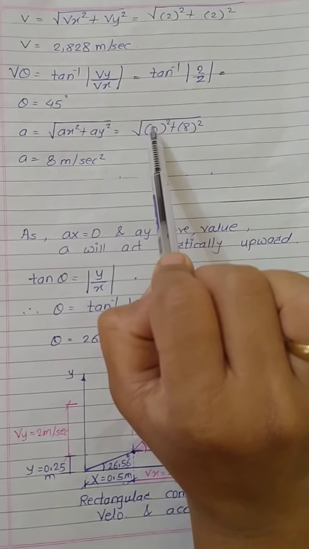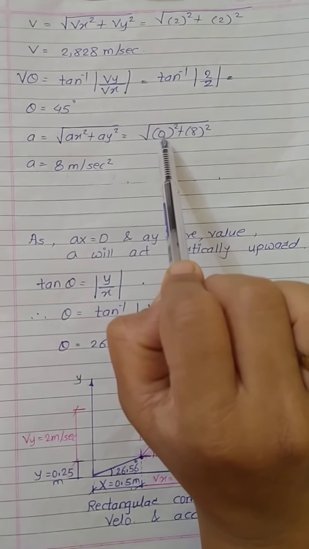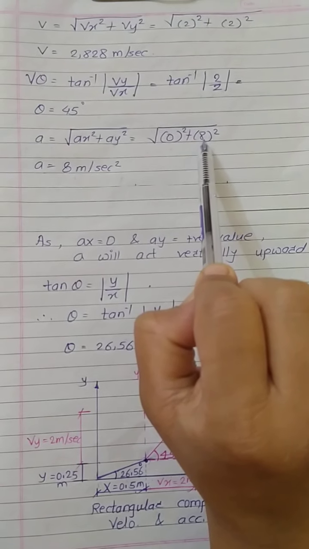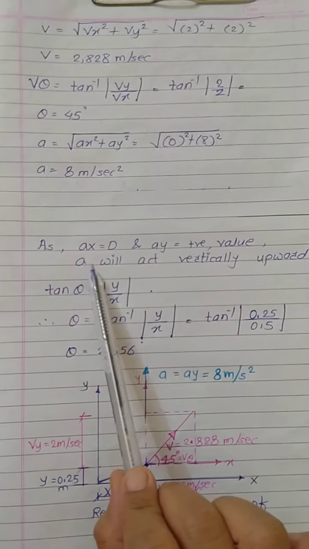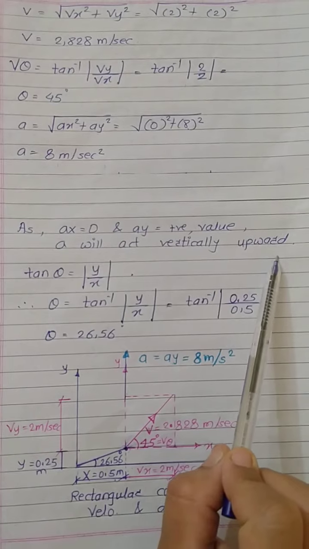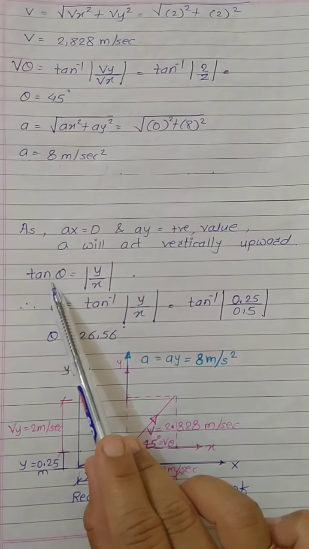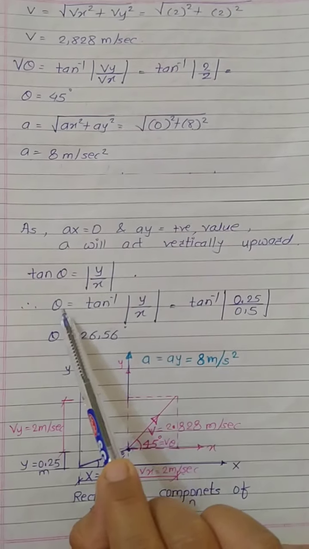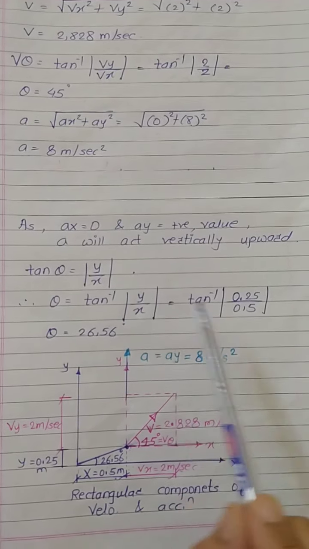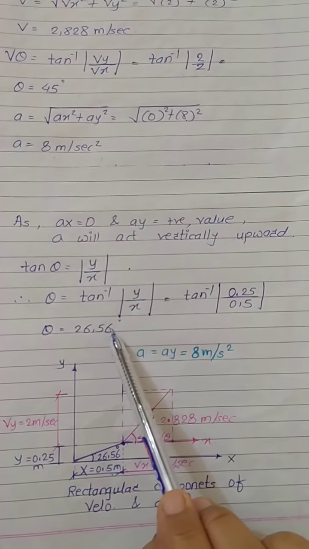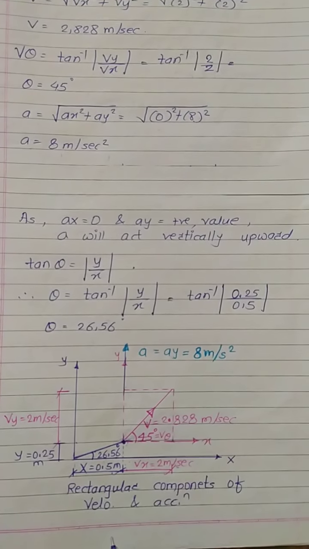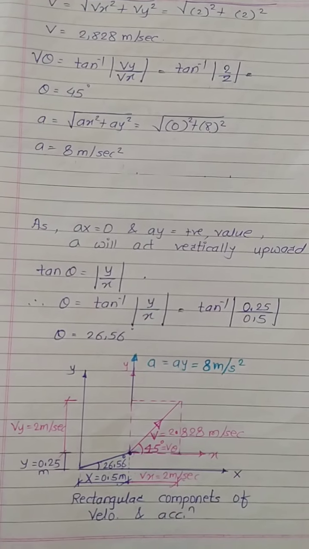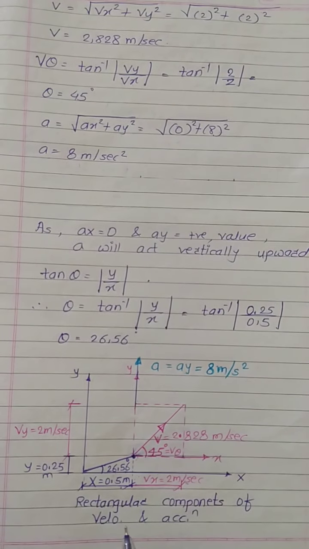Now look, the x component of acceleration is 0 and the y component is positive, so acceleration must act vertically upward. Now to get the position of the point, tan theta equals y by x, so theta will be tan inverse of y by x, which comes to be 26.56 degree. Now by knowing all these values, we will plot graphs related to this.